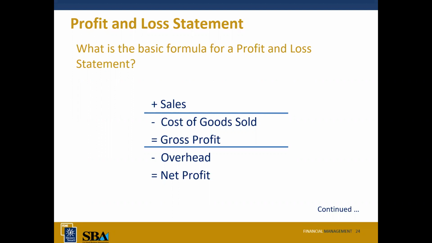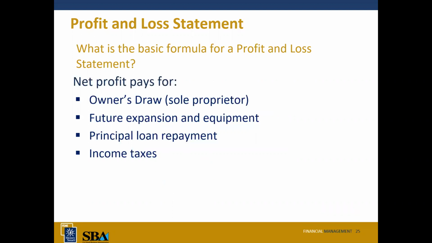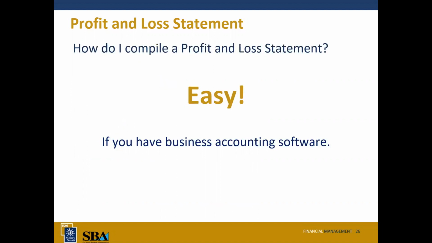What's the number one goal of any business? It's to generate profit. If it doesn't generate profit, it won't succeed, and it's probably not worth your time. It would be considered a hobby. So the basic formula for profit and loss, net profit is the bottom line. That's what's going to allow you to be able to draw profit distributions or an owner's draw if you're a sole proprietorship. It's going to be able to help fund future expansion and equipment, allow you to pay back loans, and of course, it's going to generate your taxation.